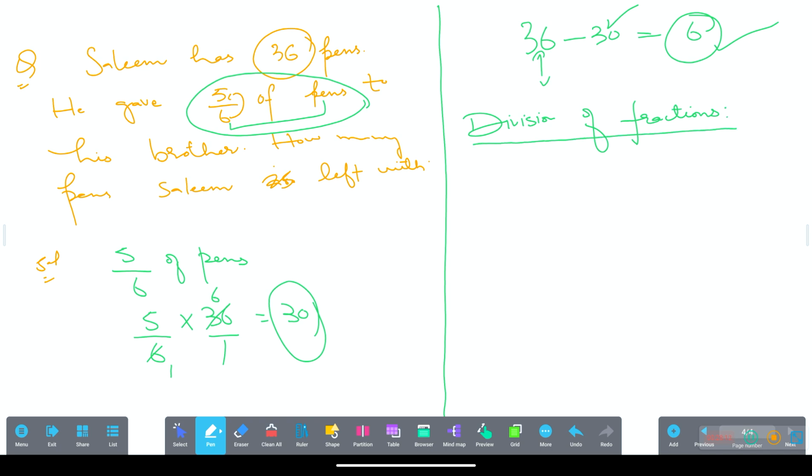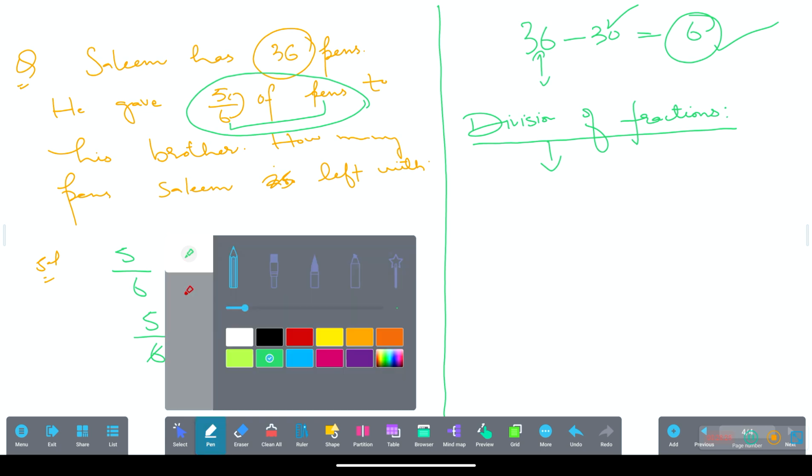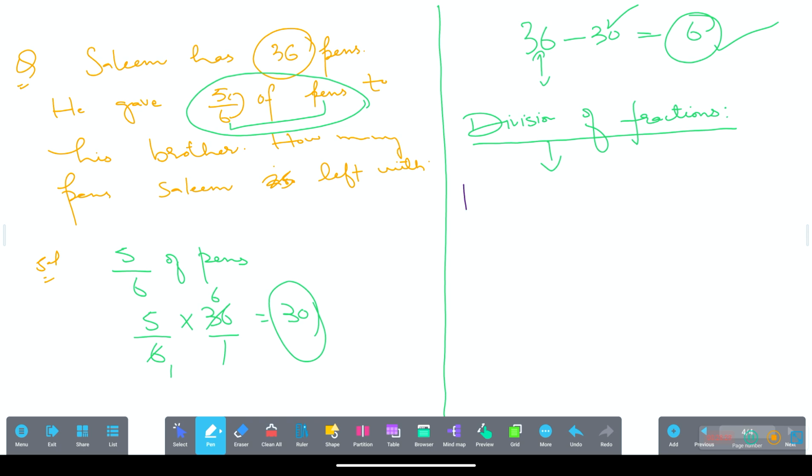Division of fractions. Before coming to division of fractions, it's very simple. It will be the same as multiplication of fractions, but you have to do one thing. I will carry on the concept here, reciprocal, or the other name of reciprocal is multiplicative inverse.